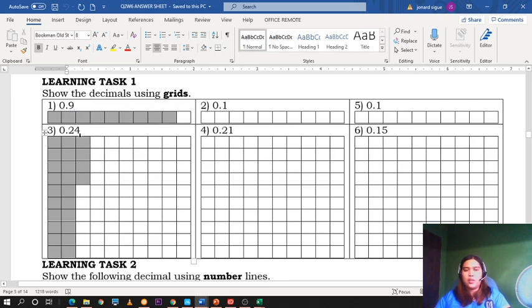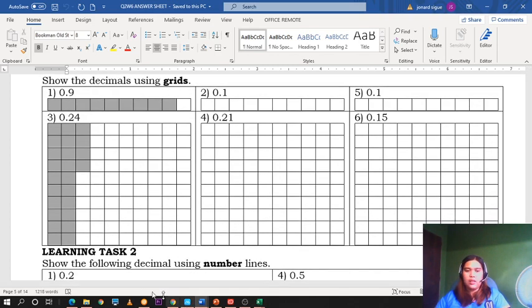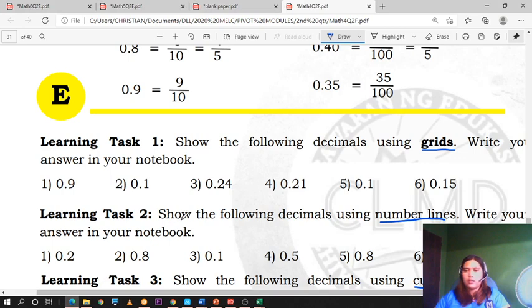Sa number 3 naman, since ito ay 0.24, dalawang 0 kasi, dalawang decimal places. So, 100 yung grid natin and ang shade is 24. So, pwedeng hindi ganito yung pag-shade nyo ng 24. Pwedeng pahiga o pwedeng patlang-patlang. So, okay lang yun. Basta makashade kayo ng 24.